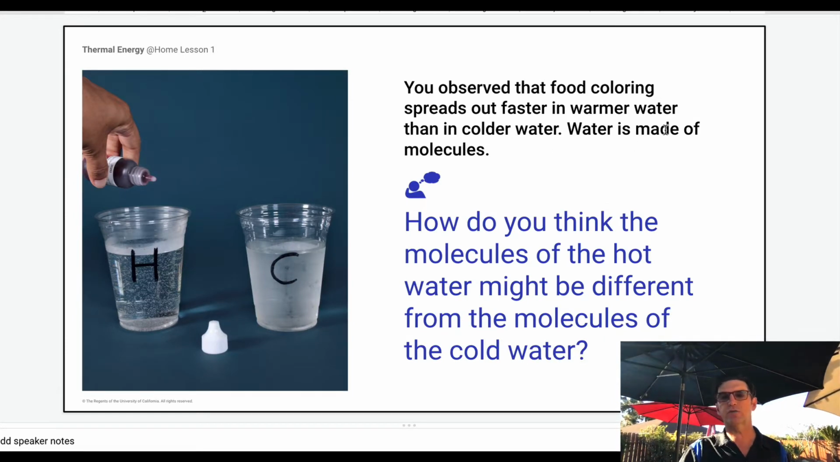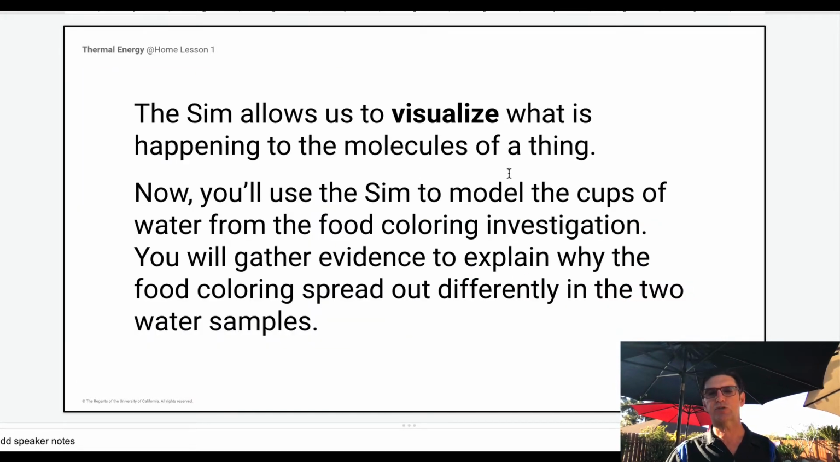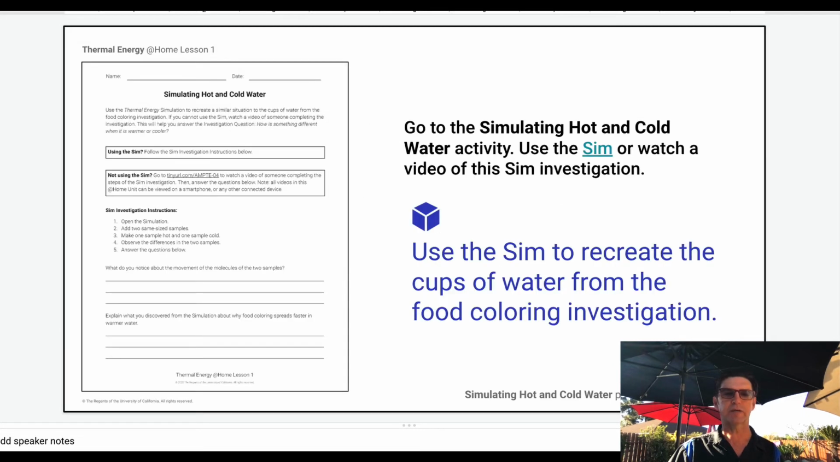Amazing. You observed that food coloring spreads out faster in warmer water than in colder water. Water is made of molecules. How do you think the molecules of the hot water might be different from the molecules of the cold water? Do they get bigger? Do they spread out? Do they move faster? Do they move slower? These are the questions we will ask. The sim allows us to visualize what is happening to the molecules of a thing. Now you'll use the sim to model the cups of water from the food coloring investigation. You will gather evidence to explain why the food coloring spread out differently in the two water samples.